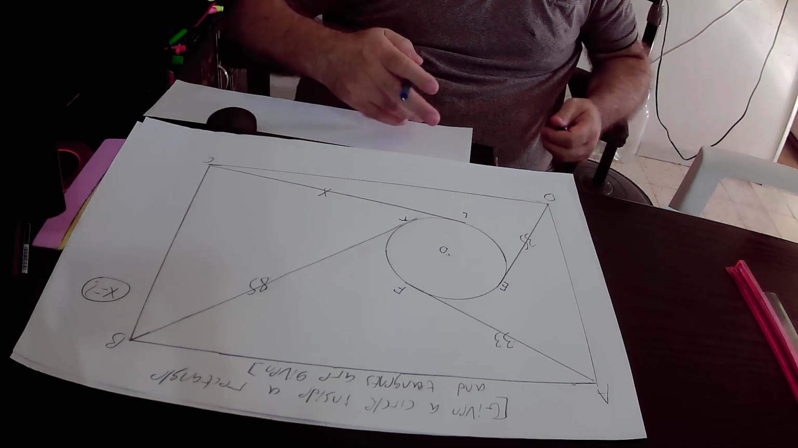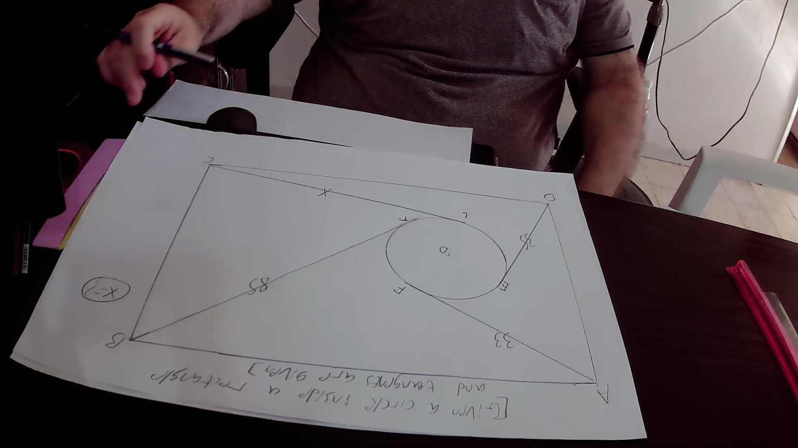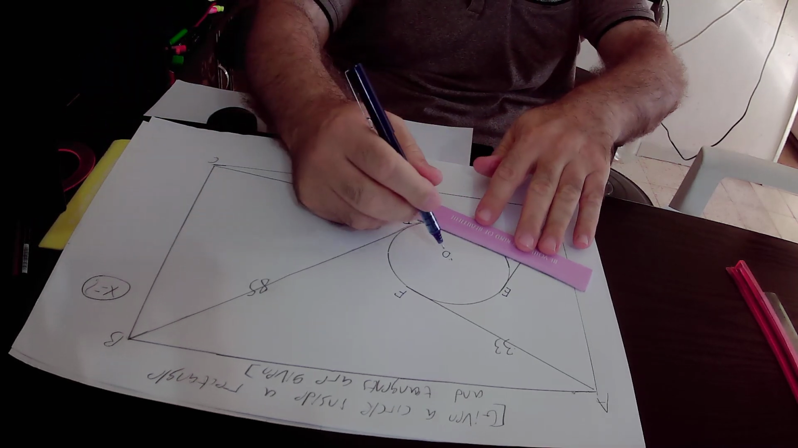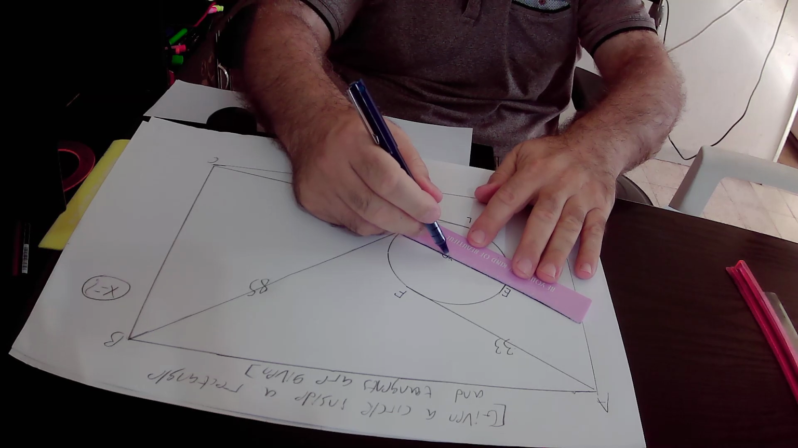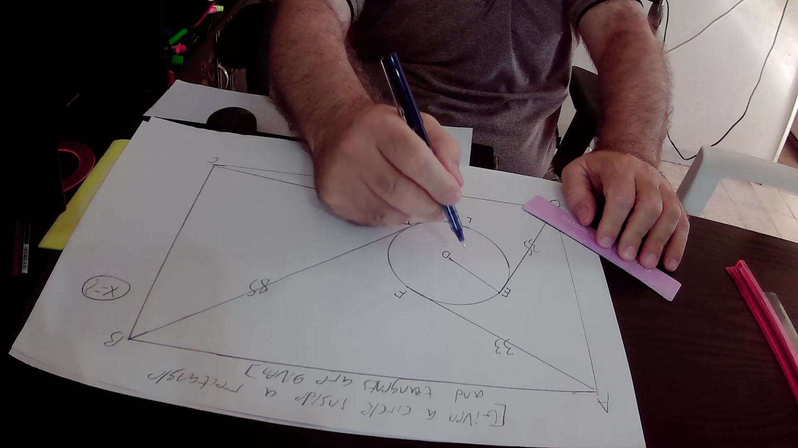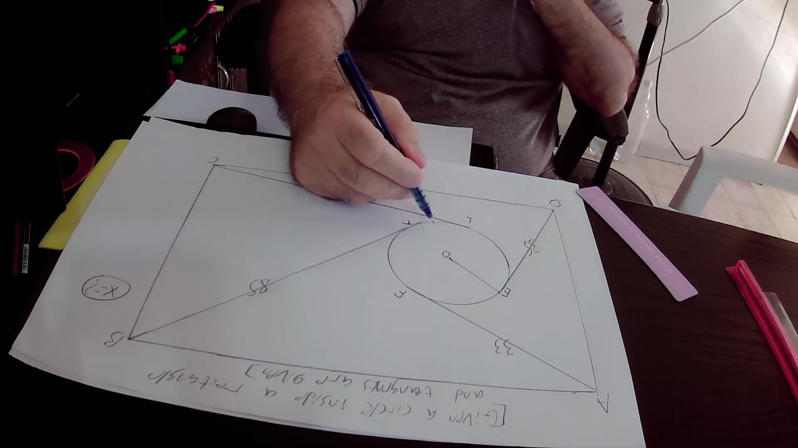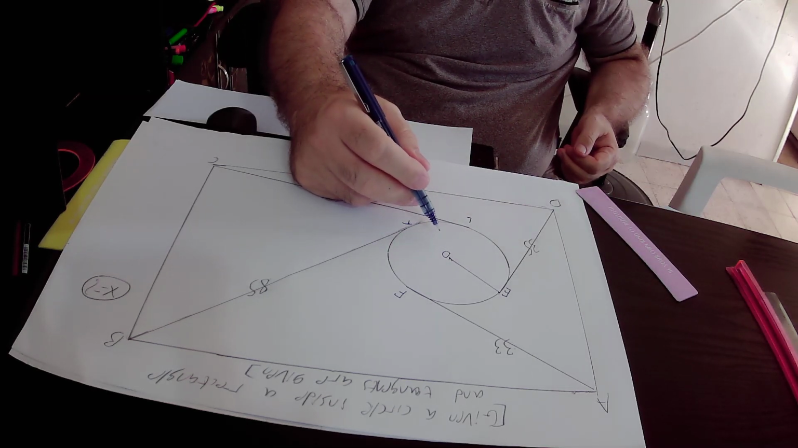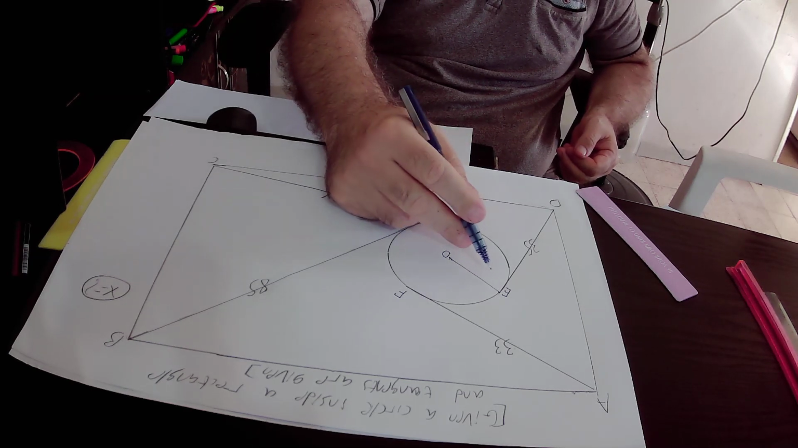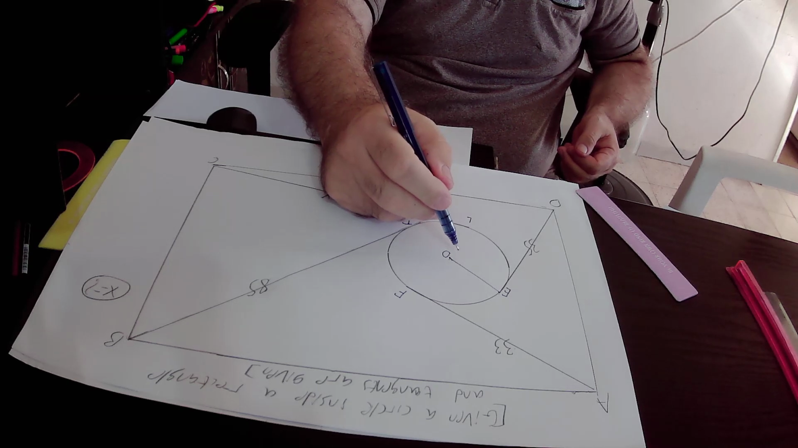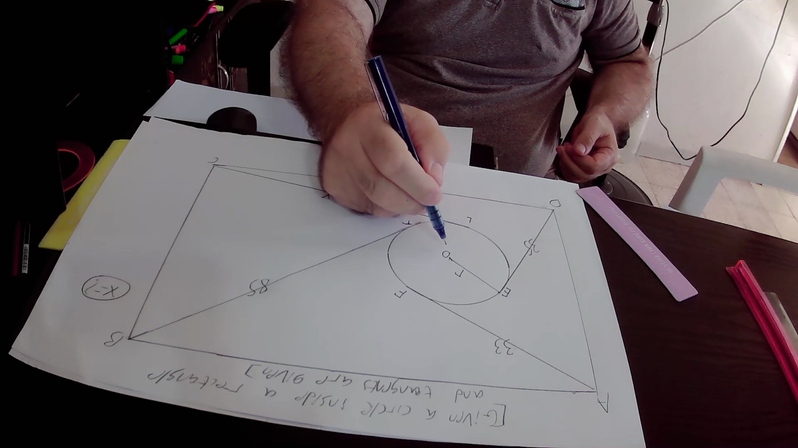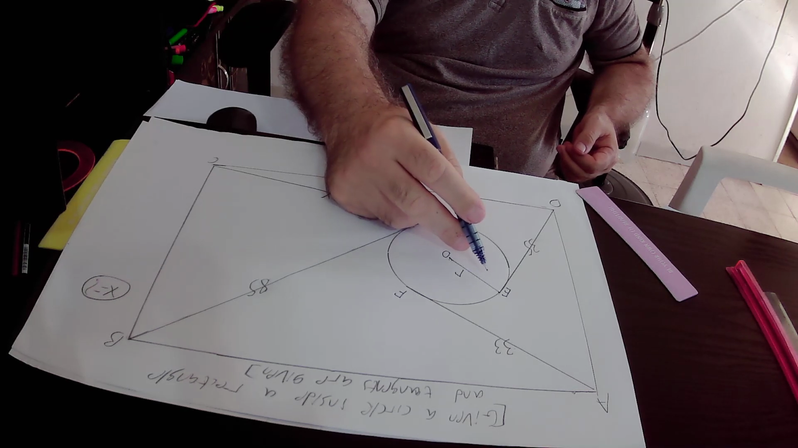In the next step, we will join points O and E together by a straight line. Point O is the center of the circle. Point E is the point of the circle itself, therefore OE is the radius of the circle that we define as R. We have the radius OE that is drawn to the point of tangency.